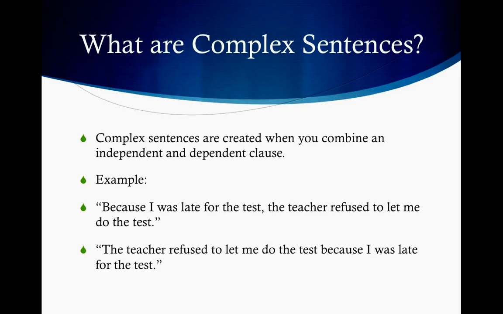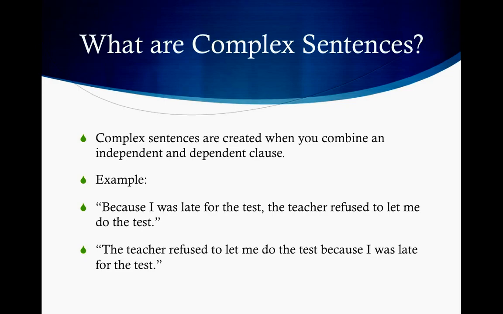Period. So, for complex sentences, you combine a dependent clause and an independent clause, and you usually use a comma or you don't use a comma depending on the situation. The examples I've provided here are: because I was late for the test, comma, the teacher refused to let me do the test. The first sentence, because I was late for the test, that's the dependent clause. And it's a dependent clause because it starts off with the subordinating conjunction because.